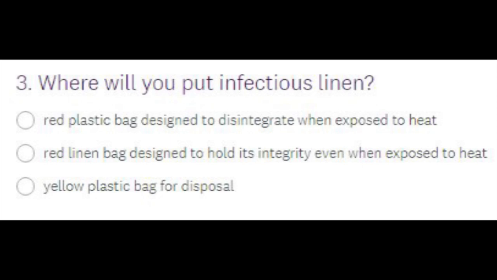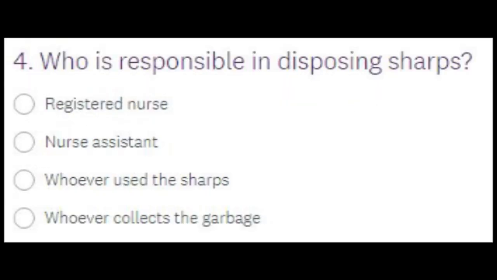Okay, let's go to the third question. Where will you put infectious linen? We had something similar to this question in test 2. Hope you all remember. Anyways, the options here are quite different from the last sessions. Option A is red plastic bag designed to disintegrate when exposed to heat. Option B is red linen bag designed to hold its integrity even when exposed to heat. And option C is yellow plastic bag for disposal. So where will you put infectious linen? The answer is option A, that is red plastic bag designed to disintegrate when exposed to heat. Okay, got it.